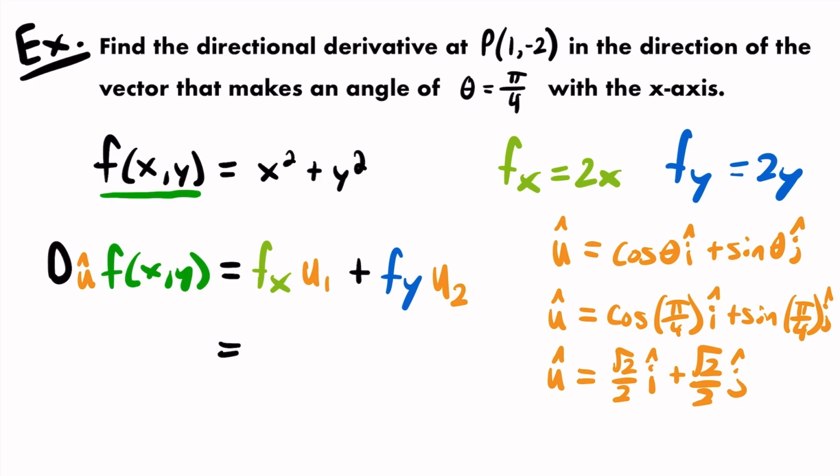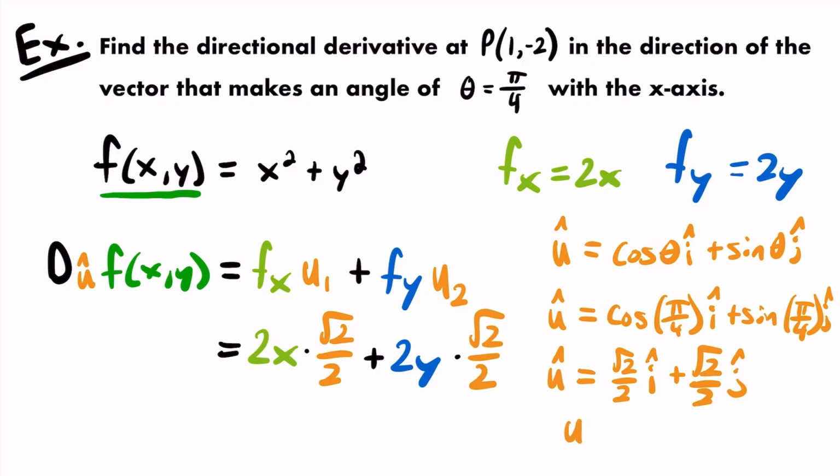This will be equal to fx, which we found is 2x, multiplied by u1, the x component of the unit vector. So we have the square root of 2 divided by 2, and then we have plus fy, which is 2y, and then we're multiplying by u2, the y component of the unit vector, which is the square root of 2 divided by 2. Okay, again, u1 equals the square root of 2 divided by 2, and u2 also equals the square root of 2 divided by 2. In case that wasn't clear before, we get those values directly from those two components.